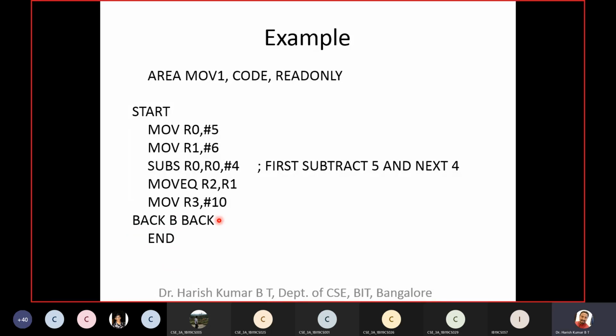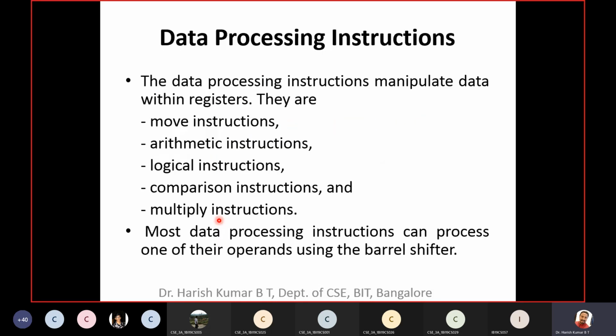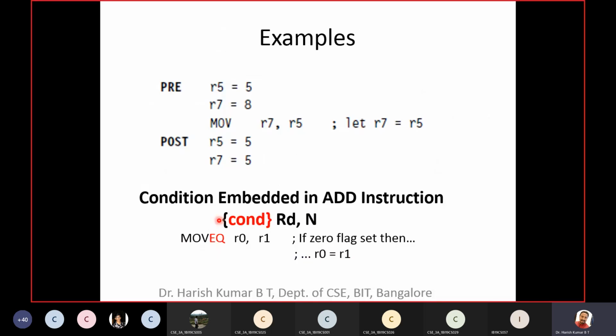So, yesterday we started with module 2 and we went through the data processing instructions. In that, we discussed MOV and MVN. This was an example for the move instruction, a simple example which you already know.